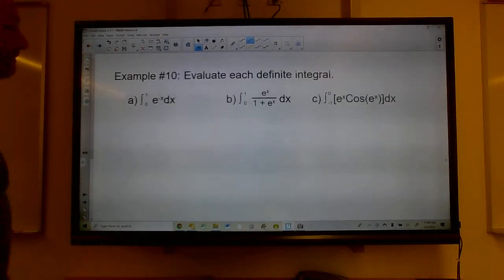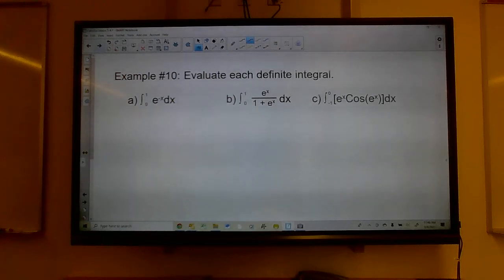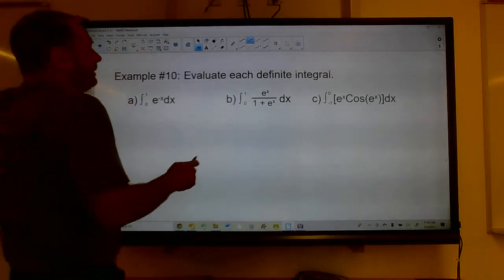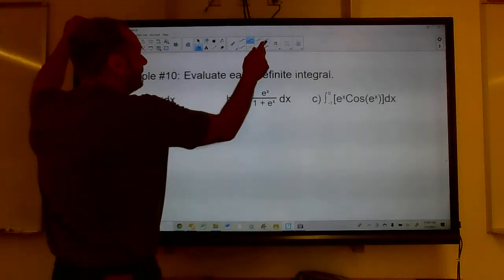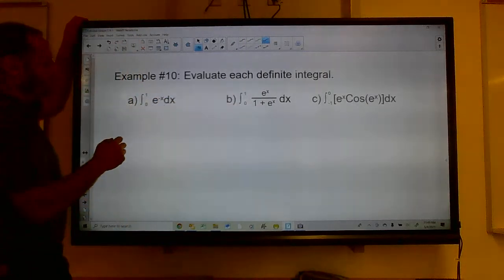All right. Evaluate each definite integral this time. Okay, so pretty much the same as before, except we know how to do definite integrals, right? So let's see, this one here.